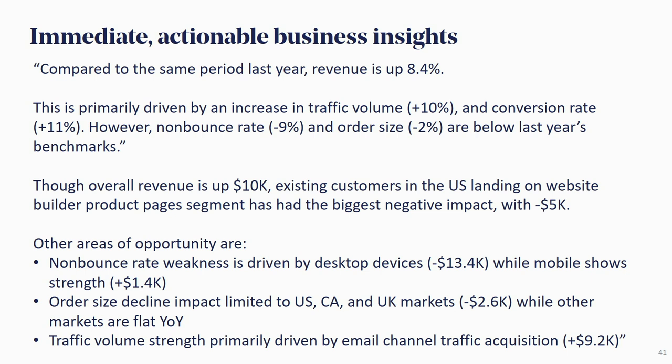So it gives you more clarity, it gives the business partner an idea of where to attack, where to optimize. We can also say other areas of opportunity are: this weakness is really driven by desktop, mobile shows strength. So immediately they know where to go. Focus on desktop and not mobile, right? And in fact, what are they doing in mobile? Maybe they can apply that to desktop. Order size decline is limited to a couple markets. So again, they don't have to go on a goose chase, right? You know exactly where to look. And traffic volume strength, like we saw traffic up year over year. Email, hey, give that email marketing manager a raise, right?